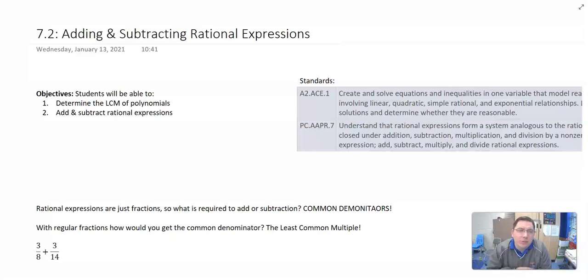In this section, you're going to be able to determine the least common multiple of polynomials and be able to add and subtract rational expressions. We continue with the same two standards that we looked at in 7.1. That's ACE.1, again dealing with solving equations and inequalities in one variable, and then the pre-calculus standard, being able to understand rational expressions and closing them under addition, subtraction, multiplication, division, and so on. So again, we're kind of right on the edge of Algebra 2 and pre-cal, but we're looking at this together. All right.